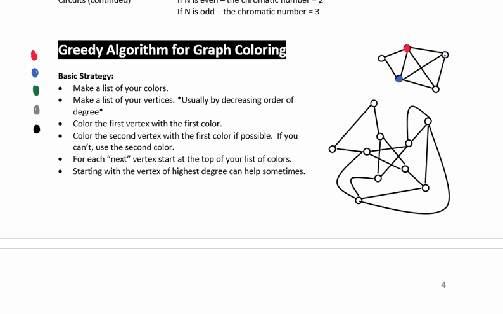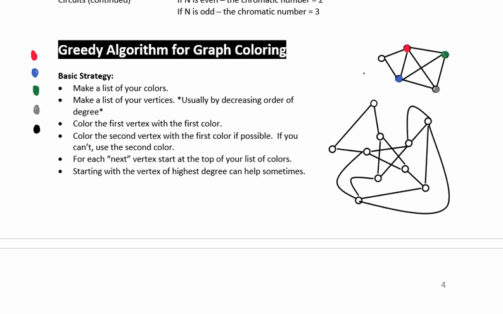Then I would look at my next highest vertex. It's degree 3, it's over here, and I would say, can I make this red? Nope. So I go down my list. Can I make it blue? Nope. So I would go down my list again. Looks like I'm going to need to make that green. And again, can I make this red? Nope. Can I make it blue? Nope. Can I make it green? No. So it looks like I'm going to need to make it gray.